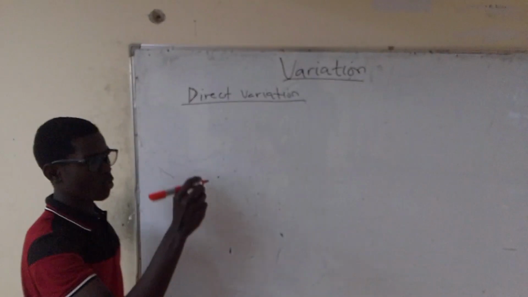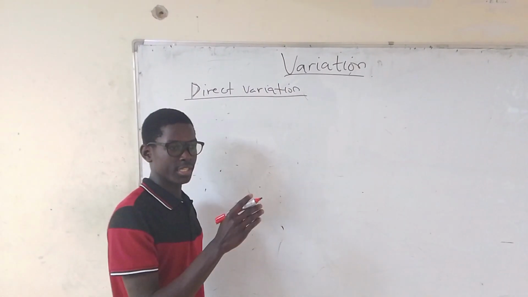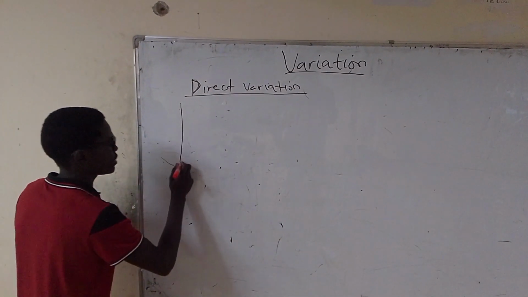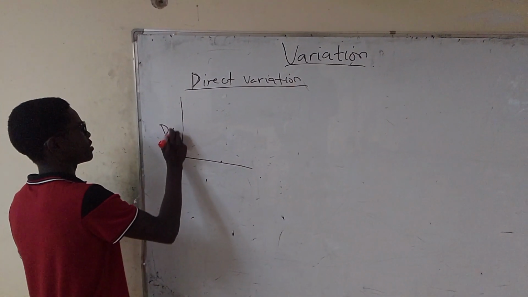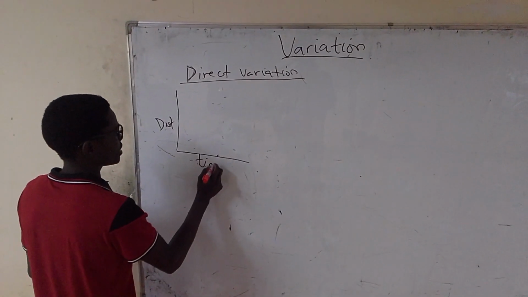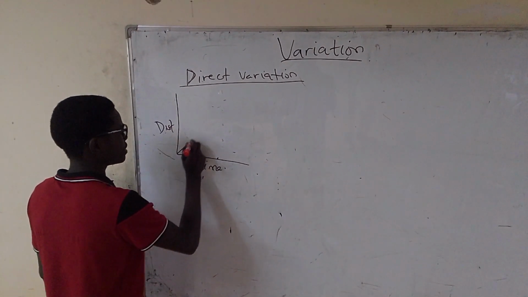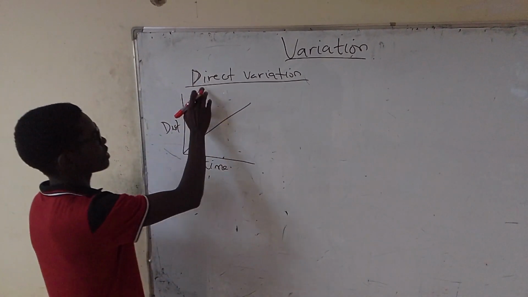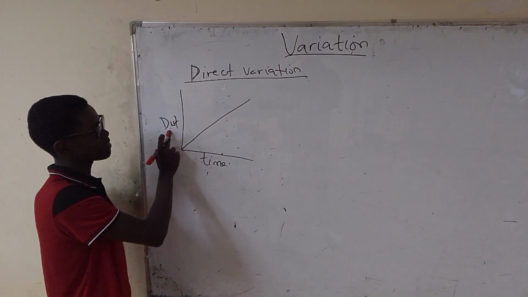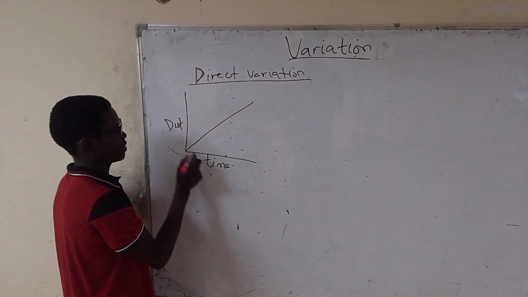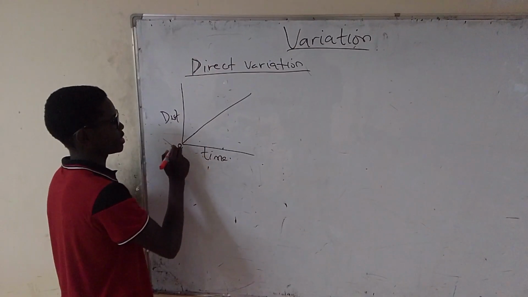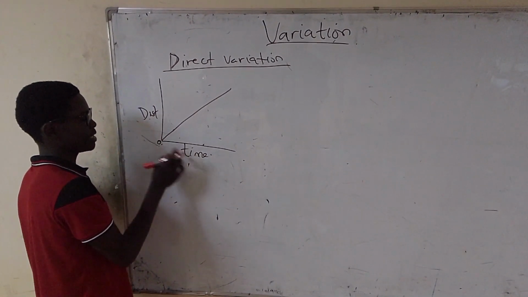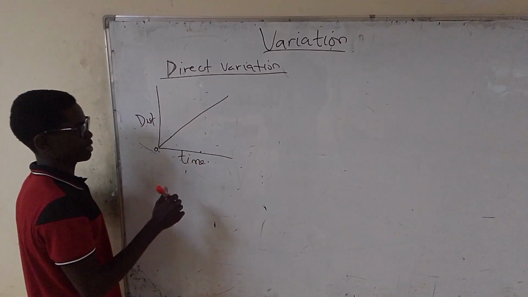In direct variation, when you are given two quantities, when one quantity increases, the other one increases uniformly. So the graph under direct variation is a straight line, maybe distance against time. The graph should be straight from the origin. So this graph shows that distance varies directly with time, because it starts from zero, from the origin. It's a straight line. That means when time increases, distance also increases. When time decreases, distance also decreases.